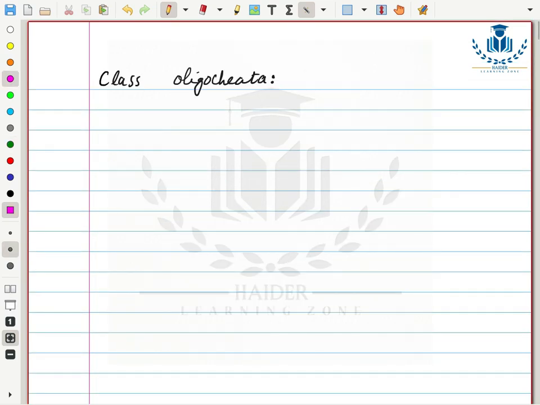Next we will discuss the second class, that is class Oligochaeta. Here are some properties of organisms included in class Oligochaeta. First property is about their habitat. They may be aquatic or may be terrestrial.